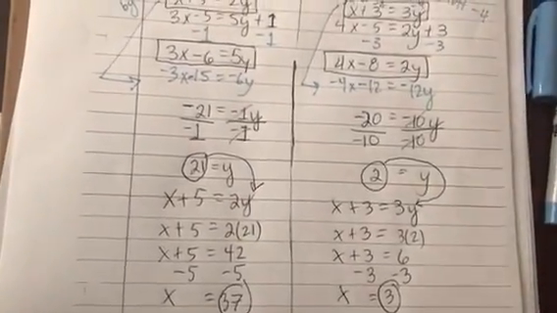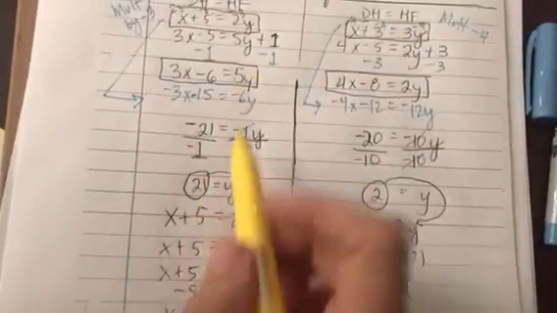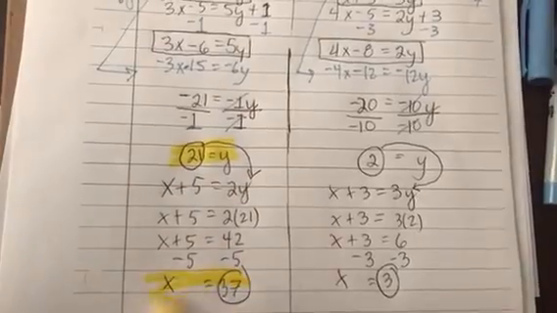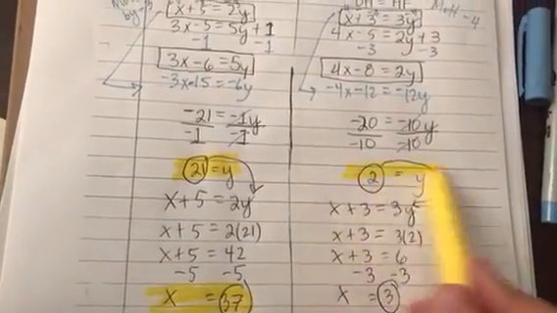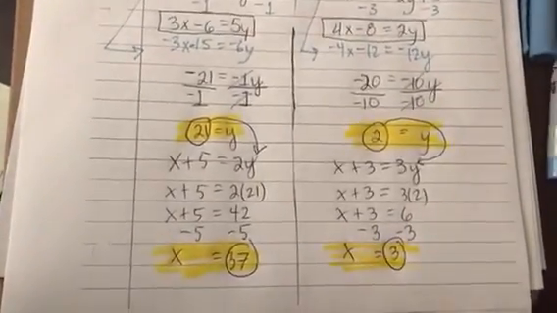There we go. I got my answer. y is 21, x is 37, y is 2, x is 3. Thanks for joining us for question 1.